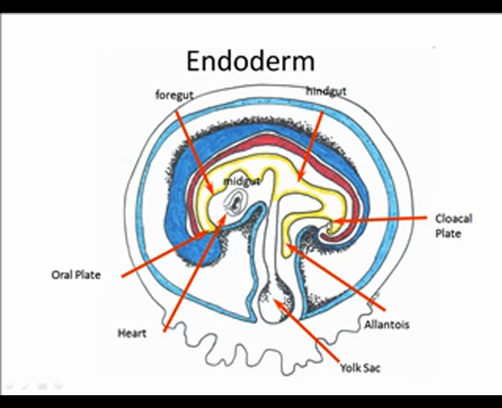The cloaca will come in contact with the ectoderm in the region of the cloacal plate. And that's where endoderm and ectoderm meet, and that is the region of the anal canal, where the upper part of the anal canal is derived from the hindgut, and the lower part of the anal canal is derived from the ectoderm.